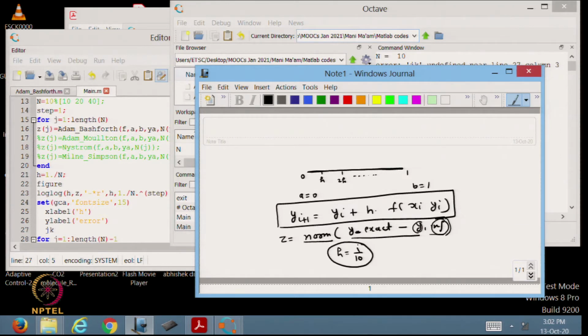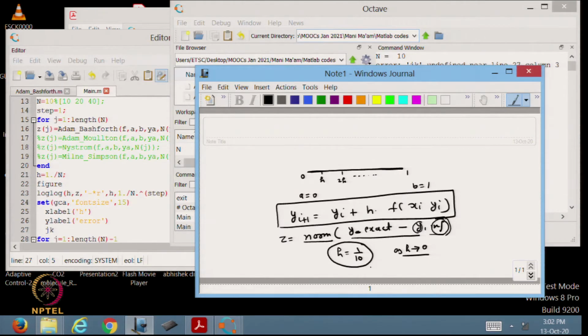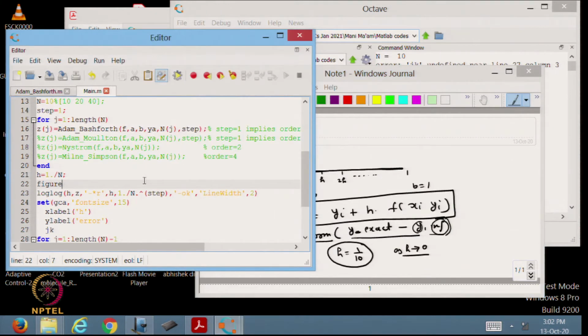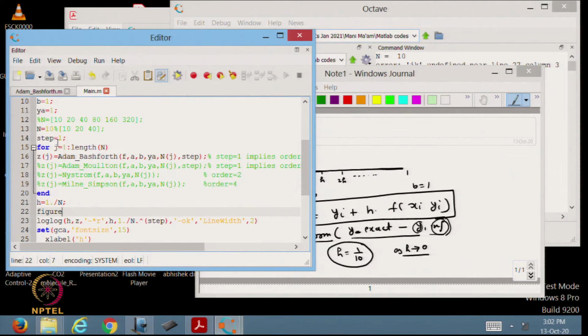How have we studied the convergence of a difference scheme? As h tends to 0, the numerical solution should converge to the exact solution, or basically the error should converge to 0. That is what we have already seen in our previous lectures. For that reason I will also show you how the error behaves with respect to reducing h. If I am reducing h, it means I have to increase n. That is the reason I was taking an array here.